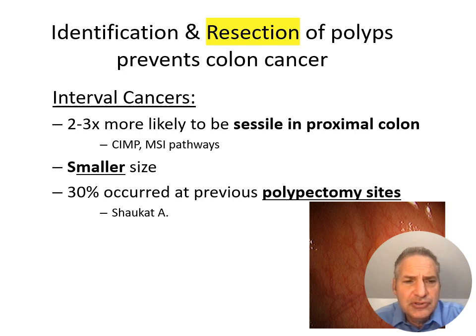Studies of interval cancers have shown that those that develop after a colonoscopy are 2 to 3 times more likely to be sessile and to be located in the proximal colon, to be of smaller size, and that 30% of interval cancers occurred at previous polypectomy sites.